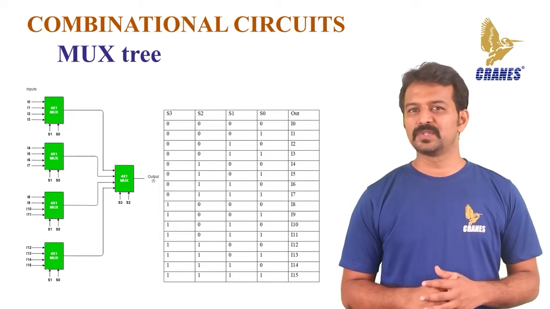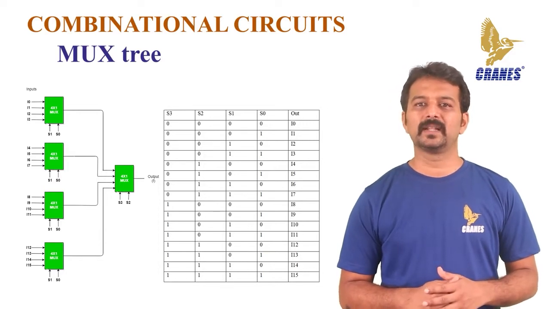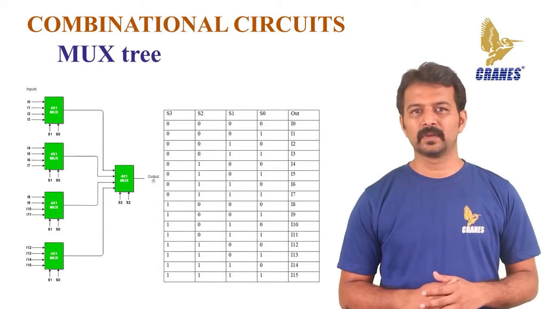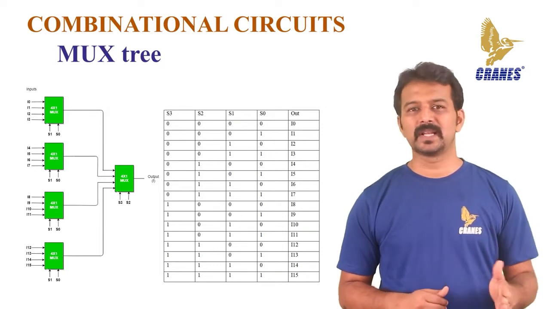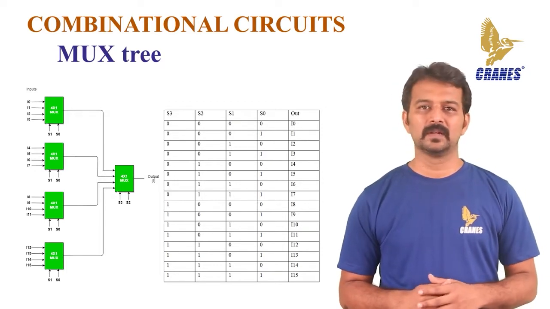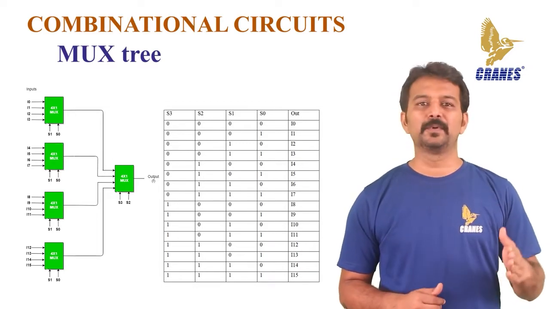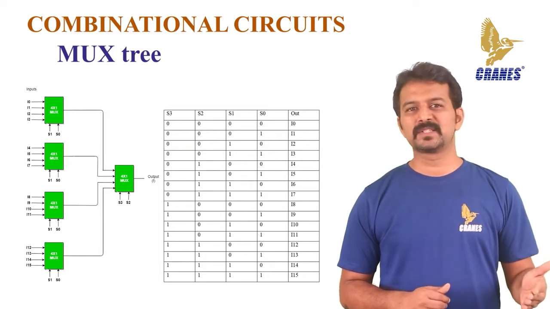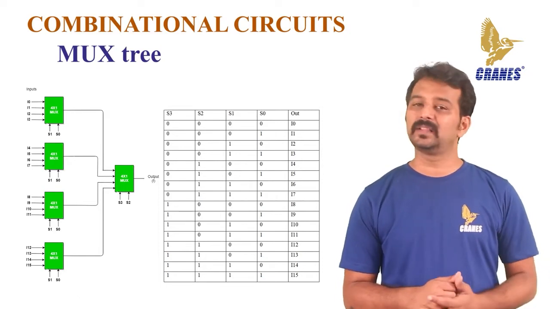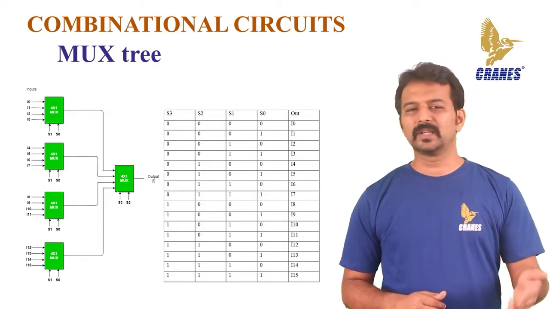When S0 equals 0 and S1 equals 0, input I0 is selected at the output by the mux. When S0 equals 0 and S1 equals 1, input I1 is selected at the output by the mux. When S0 equals 1 and S1 equals 0, input I2 is selected at the output by the mux. When both S0 and S1 are 1, input I3 is selected at the output by the mux. Let's look at the next case.